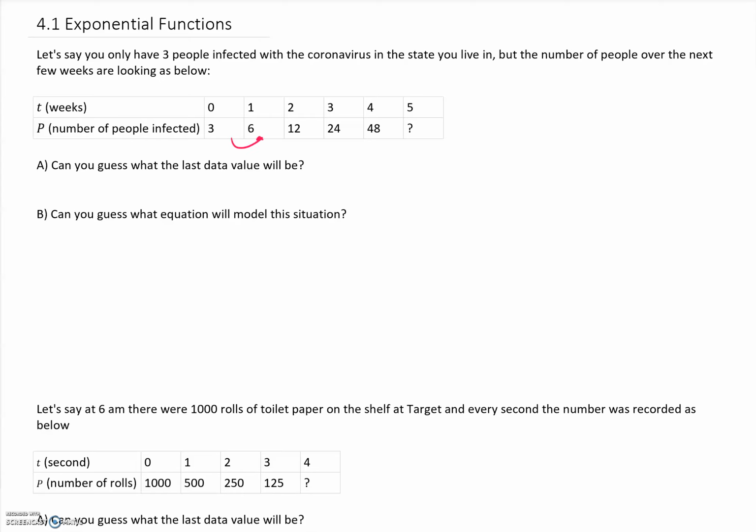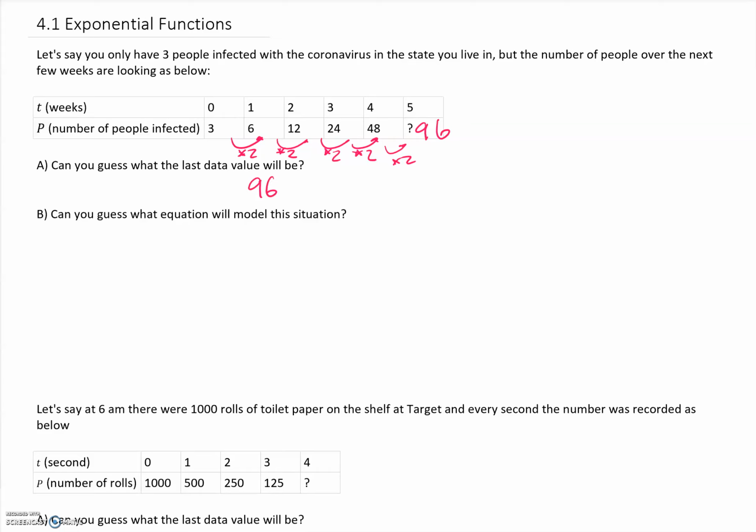Well, if we follow the pattern, it looks like each week that goes by, the number of people are doubling, multiplying by 2. So by the time I get to the 5th week, I'm going to have, I guess, 96 people infected.